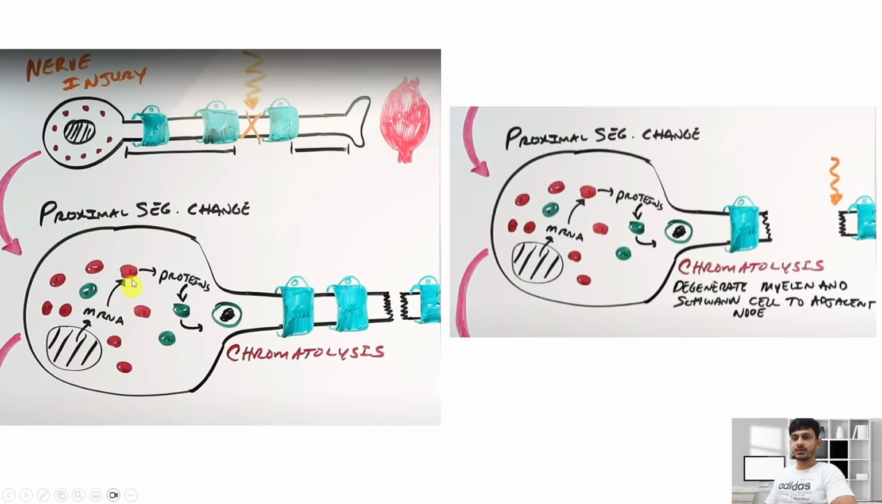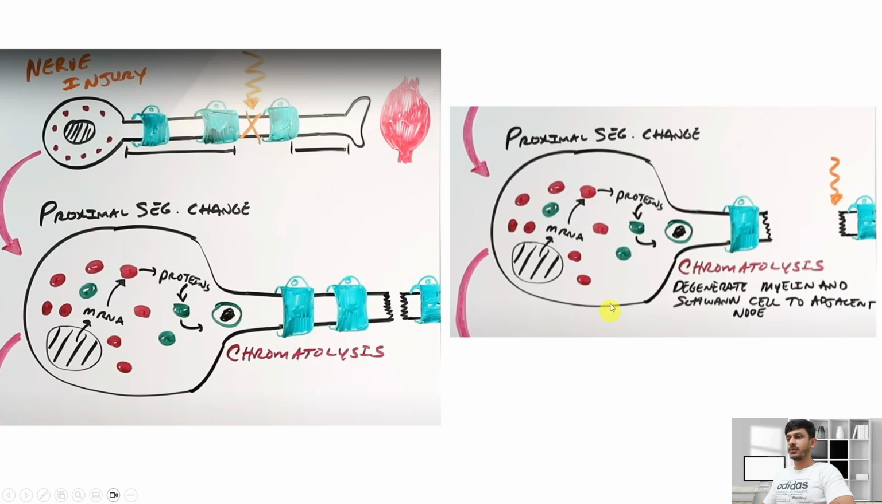The nucleus migrates to the periphery. There is swelling of the cell body, and the nucleus begins to produce mRNA. The mRNA produced goes to the Nissl granules, which are nothing but rough endoplasmic reticulum, and this produces proteins, and these proteins are packaged then sent down the axon. So these proteins are basically to help with repair of the nerve. So this was happening in the proximal segment.